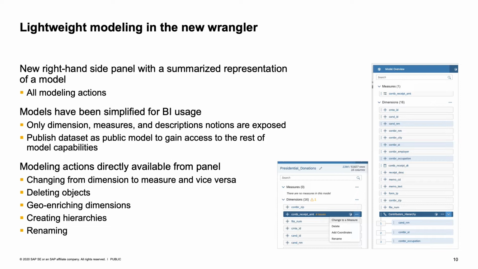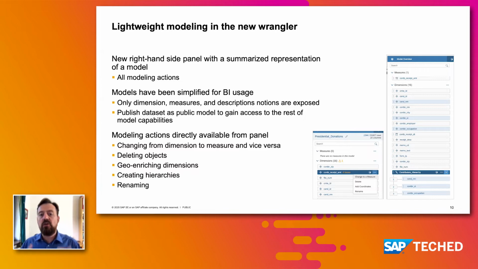And next year, we plan to introduce the Smart Wrangler into the Structure First workspaces workflow as well, so you can also take advantage of some of the features in the Smart Wrangler. But right now, you can change from dimensions to measures, you can delete and rename objects, create level hierarchies, geo-dimensions, which is something you could not do in the classic Wrangler.